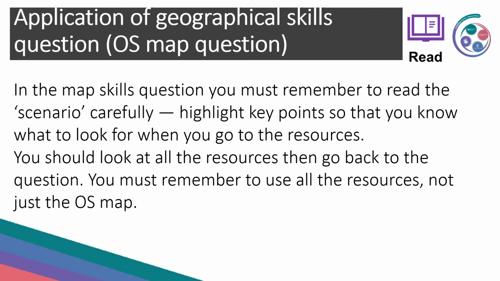So, the application of general skills question, or the OS map question. In this question, often you're given a scenario. So highlight the key points to show you know what you're looking for from the resources. You should look at all the resources and then go back to the question. You must remember to use all the resources and not just the OS map. I mean, it is possible to get good marks without using the actual resources, but the resources themselves that are added into the question are there for a reason. There are no red herrings in the question. There's nothing that tries to catch anybody out or trip anybody up. So most or all of the extra bits of information that are there, you could get marks from if you quote them properly.